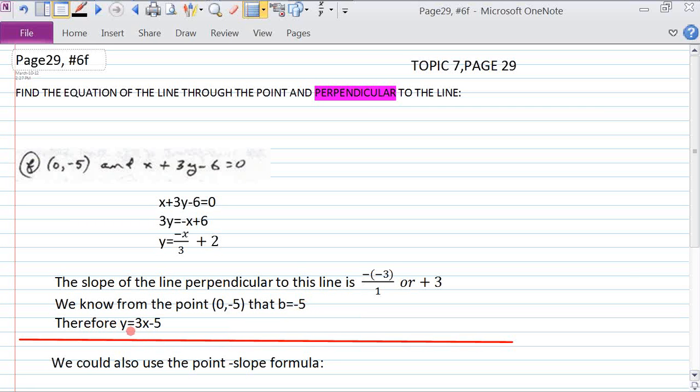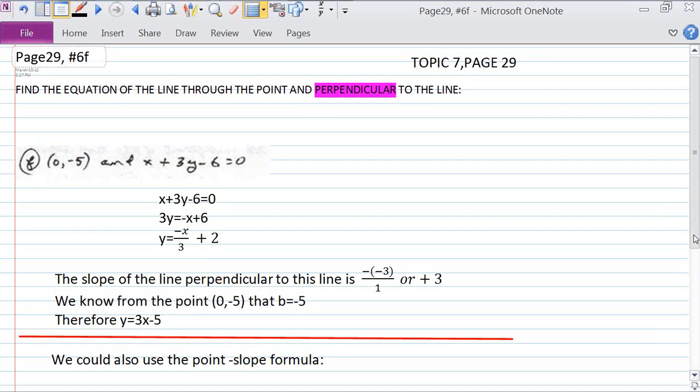So we can just plug it into the form y equals mx plus b because we know the slope and we know the intercept. You see, this value here is really the y-intercept, which is the b value. So we can plug it directly into the form y equals mx plus b. m is 3. That is the slope of the line perpendicular to this one. And we know it has to go through the point 0, minus 5. When we are given in this form, this is the y-intercept. So this is the b value here, and b is minus 5.